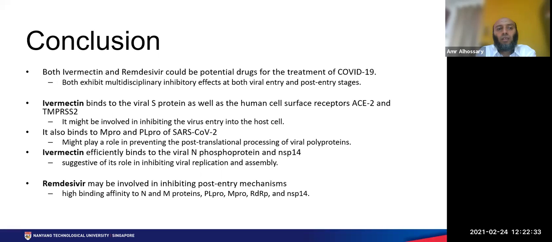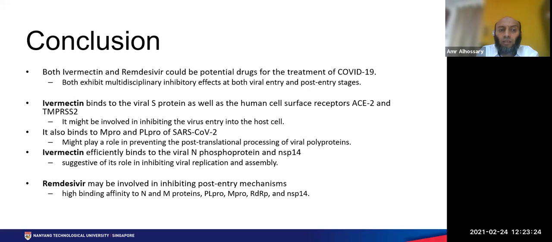So finally, the conclusion of our study is that both ivermectin and remdesivir could be potential drugs for treatment of COVID-19, because both of them exhibit multidisciplinary inhibitory effect at both viral entry and the post-entry stages. So ivermectin binds to the viral S protein and the two cell receptors ACE2 and TMPRSS2, indicating it may be involved in inhibiting the viral entry. Also, it binds well to the main protease and papain-like protease, which means it may play a role in preventing post-translation processing of viral polyproteins.